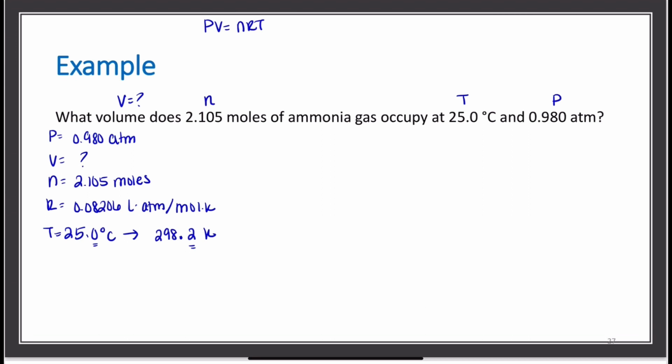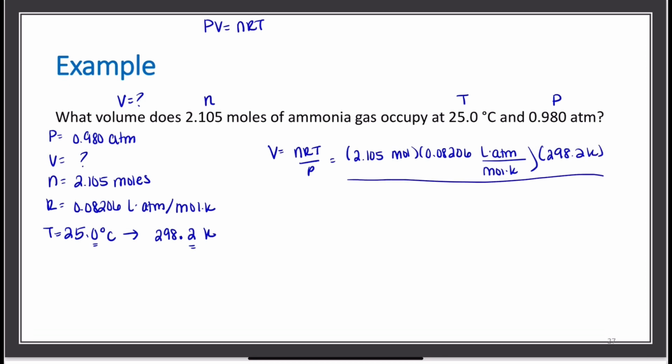I'm going to rearrange my equation. Volume is equal to nRT over P, and then plug everything in. 2.105 moles times my gas constant, 0.08206 liter atmosphere per mole K, times my temperature, 298.2 K, divided by my pressure, 0.980 atmosphere.